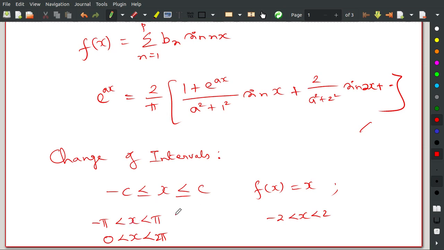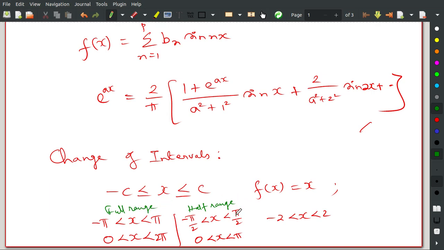Similarly, we also know how to find the half range series, that is minus pi by 2 to pi by 2, or from 0 to pi. So this one is half range series. So this is half range, and this is full range.